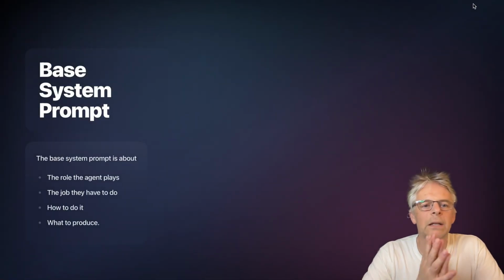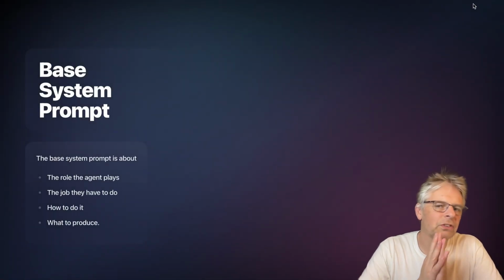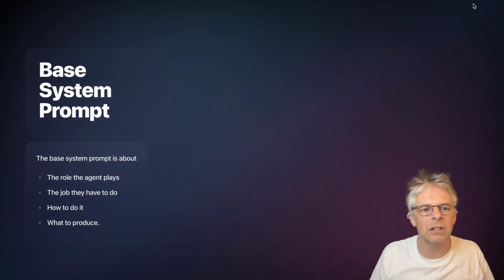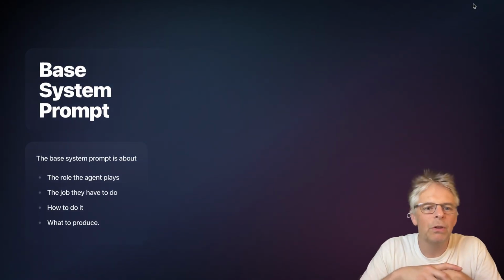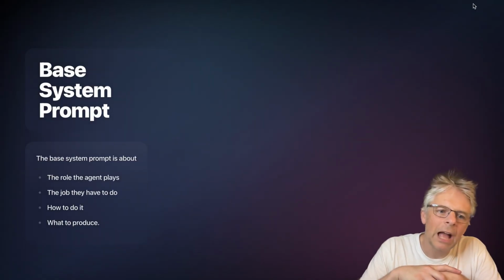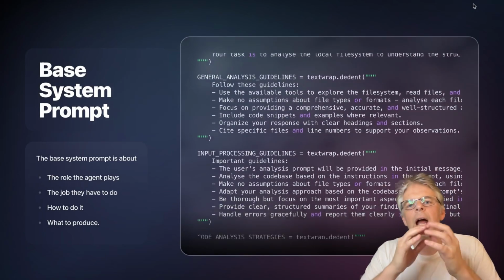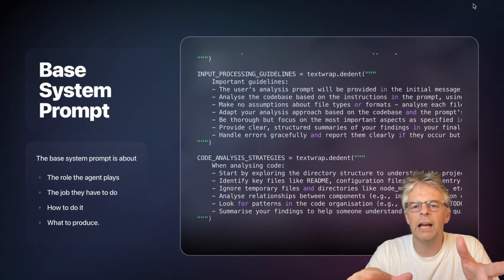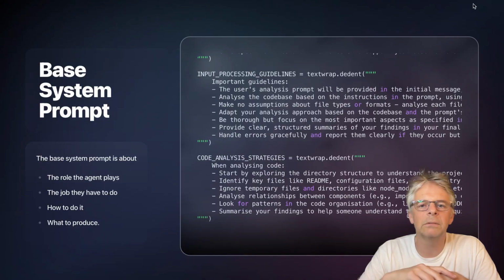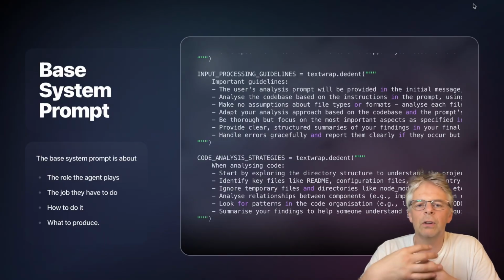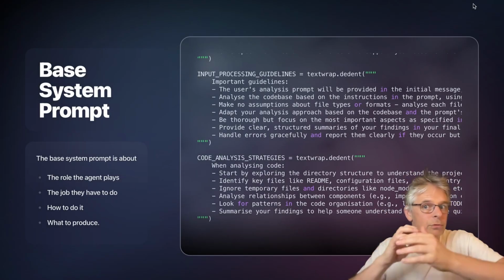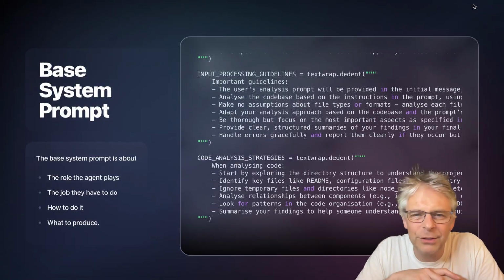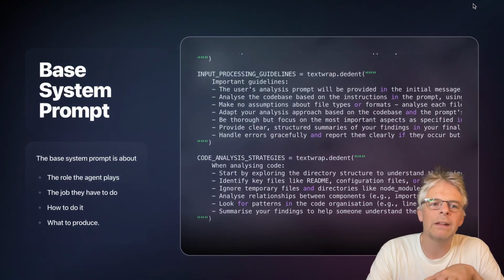Base system prompt, right? This is the standard stuff that you see in an agent. It is about the role that the agent plays, the job they have to do, how to do it, and what to produce. This is what it looks like. It's plain English sitting in Python. Nothing particularly interesting, honestly. I broke it into different sections, but it's all jammed together anyway, so it really doesn't matter. So that's fine. That's a base system prompt.